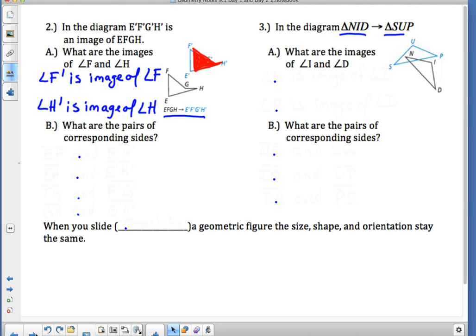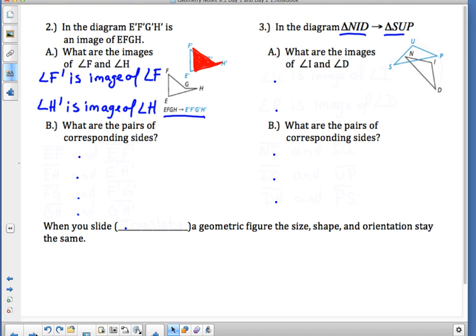In the diagram, triangle NID goes to triangle SUP. Now, here's the thing. I said that we'd have primes, but now we're going beyond primes. So corresponding points are in the correct order. This is really what I said, goes to or maps to. So N and S are corresponding. I and U are corresponding. D and P are corresponding. So answering in 3 the way we did in 2.